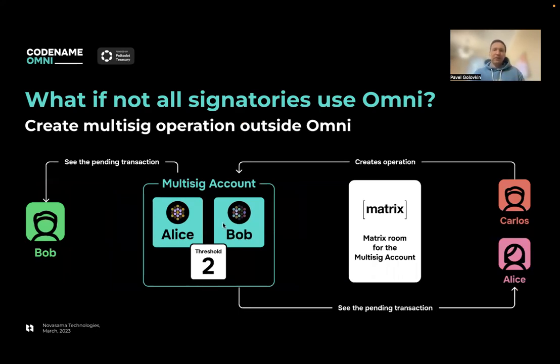The problem we face is only in the case when Carlos creates the operation, and Bob and Alice see the pending transaction. They can't get any additional information from Matrix because Carlos is not connected to Matrix, because he doesn't use the Omni application. So what can they do?